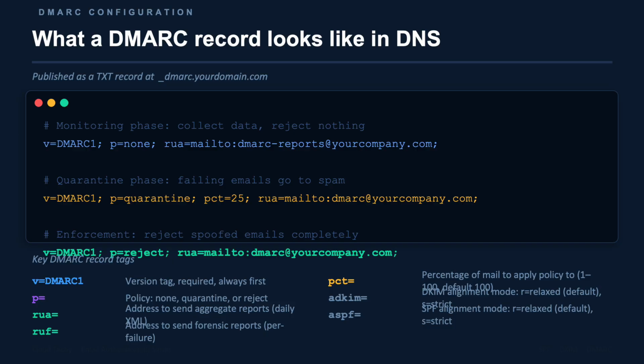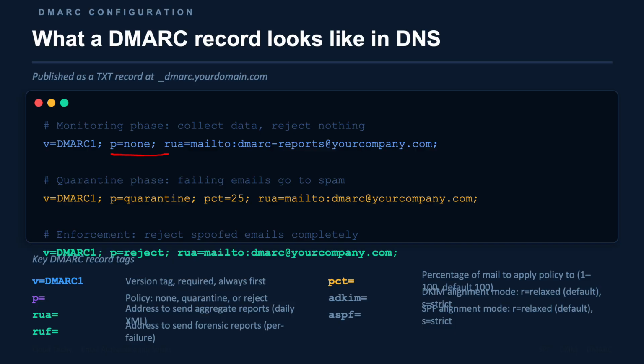The first record is the monitoring phase, and p will be set as none. The important part here is the rua tag, which stands for reporting URI for aggregate reports. It's an email address where the daily report gets sent. In this phase, nothing is blocked, so you're purely collecting data. The reason this phase exists is that almost every organization is sending email from more sources than they realize: your own mail servers, Microsoft 365, your marketing platform, your help desk system, your CRM, and whatnot, right? So the reports reveal all of them.